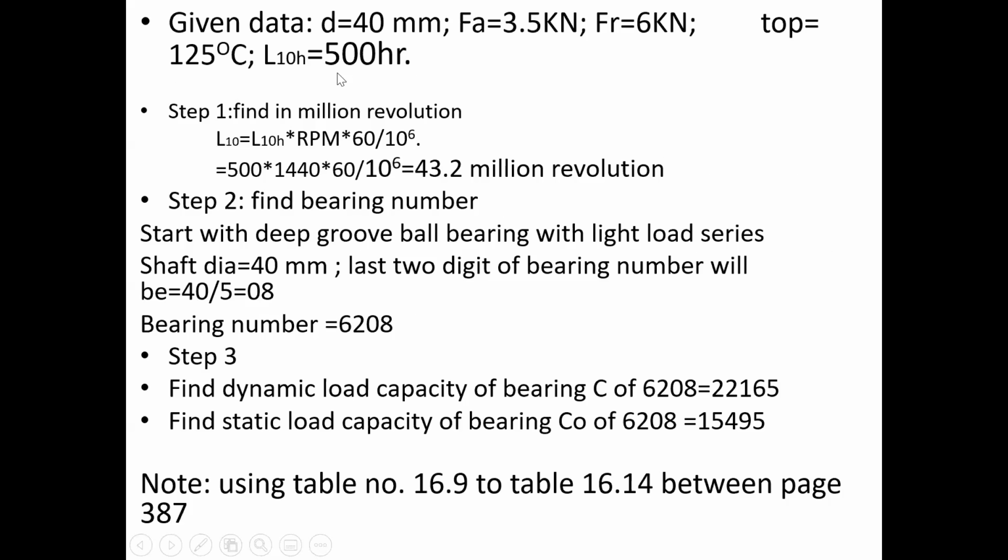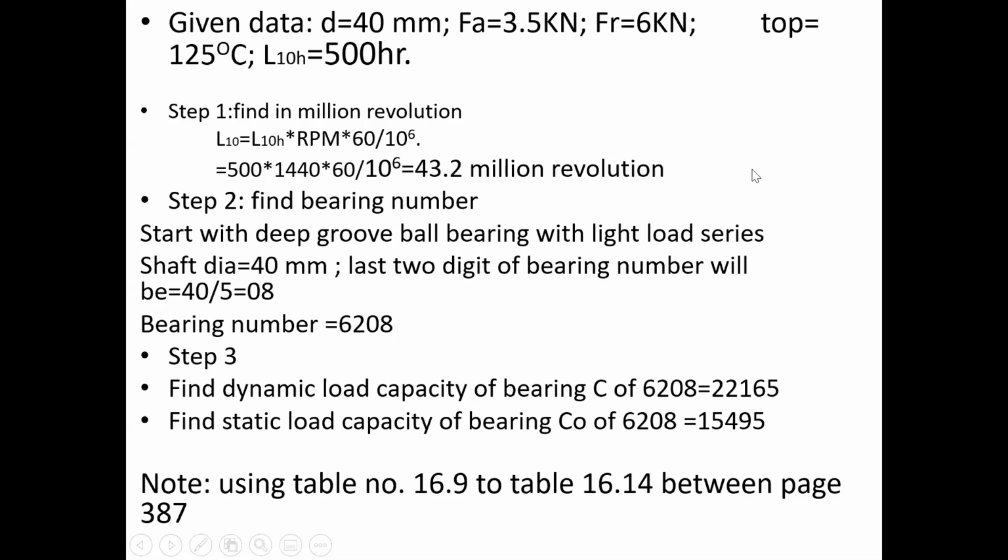So first step, we have seen that we have to convert this L10h life into L10 life. Converting it by multiplying it by RPM, multiplying with 60 and dividing by 10 to the power 6 to convert it into millions of revolutions. So the value comes out equal to 43.2 million revolutions.